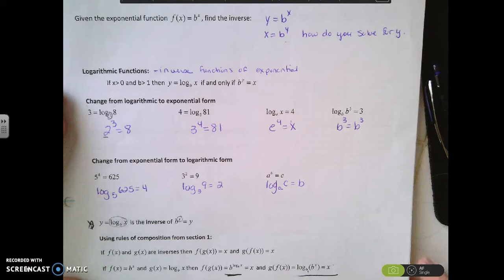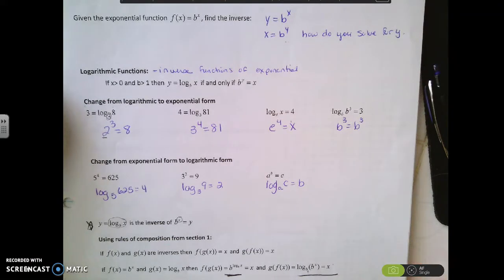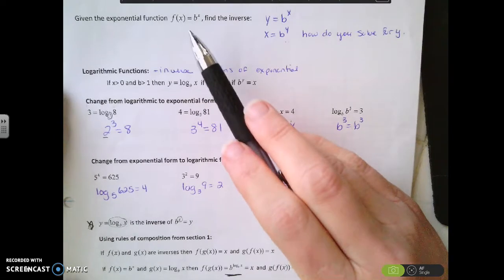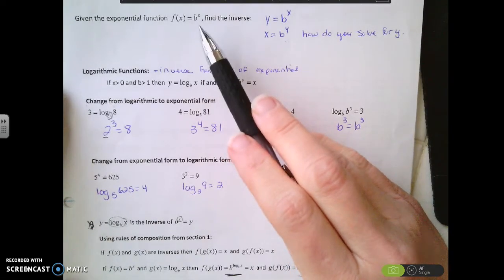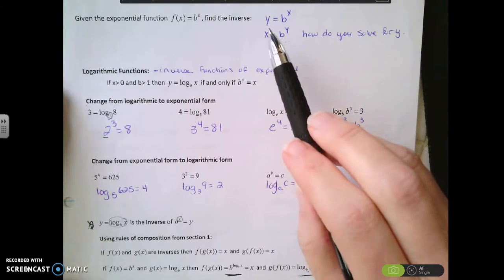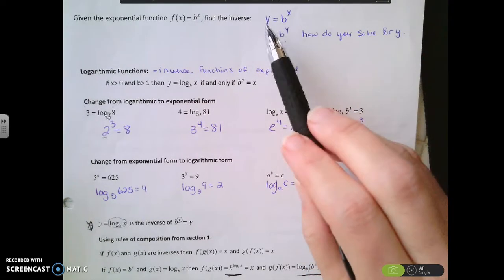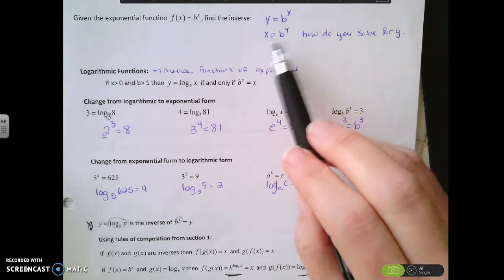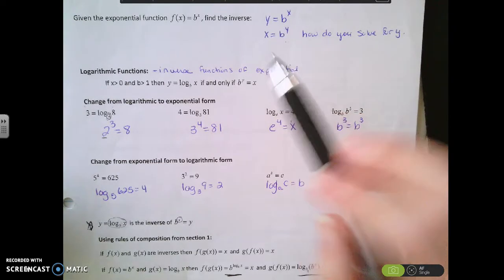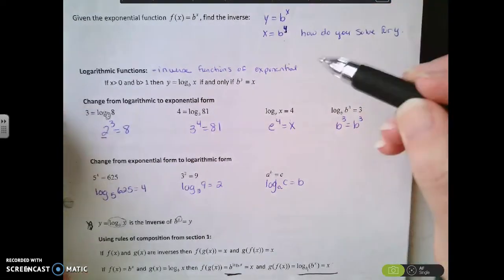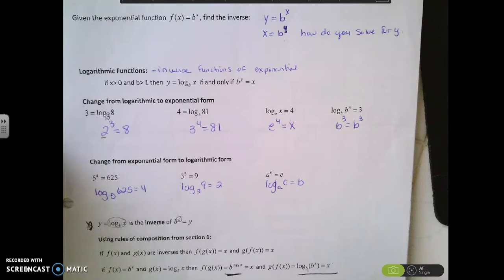Alright, so in this section we're looking at logarithmic equations. I start off by asking you to find the inverse of this exponential function. When you try to find the inverse, you do the same steps: you change f(x) to y, and then you switch the x's and y's. But then the question is, this is a y. How do I solve for y? Instinctively I want to take the root of y, but I don't know what y is.